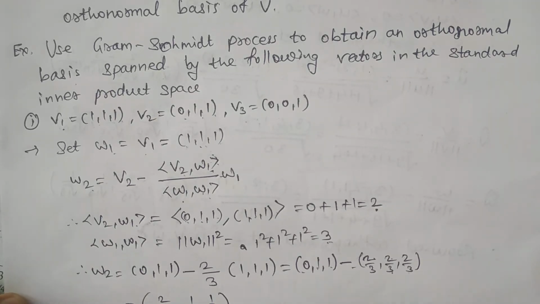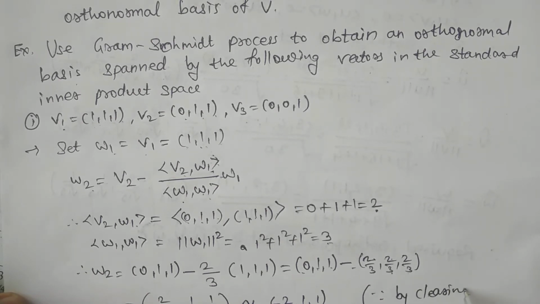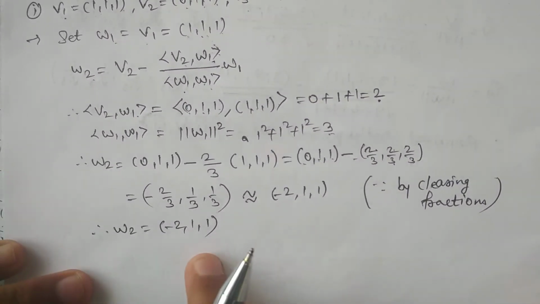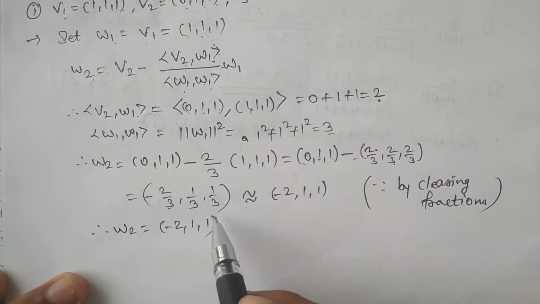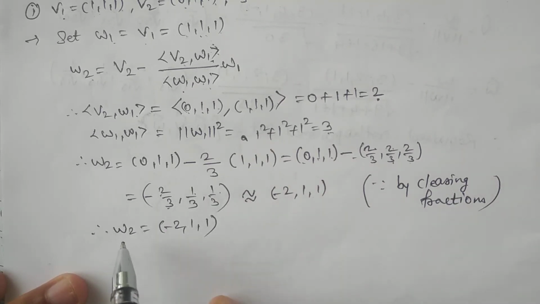Now we can clear the fractions from this W2, so we can write this vector as (-2, 1, 1). What is the procedure? By clearing fractions, we can clear the fractions from this. Therefore we will get the W vector as (-2, 1, 1). For simplicity in the remaining calculation, we just clear the denominator 3, so you will get the numerator as (-2, 1, 1) by clearing fractions. So we will get the W2 vector as (-2, 1, 1).